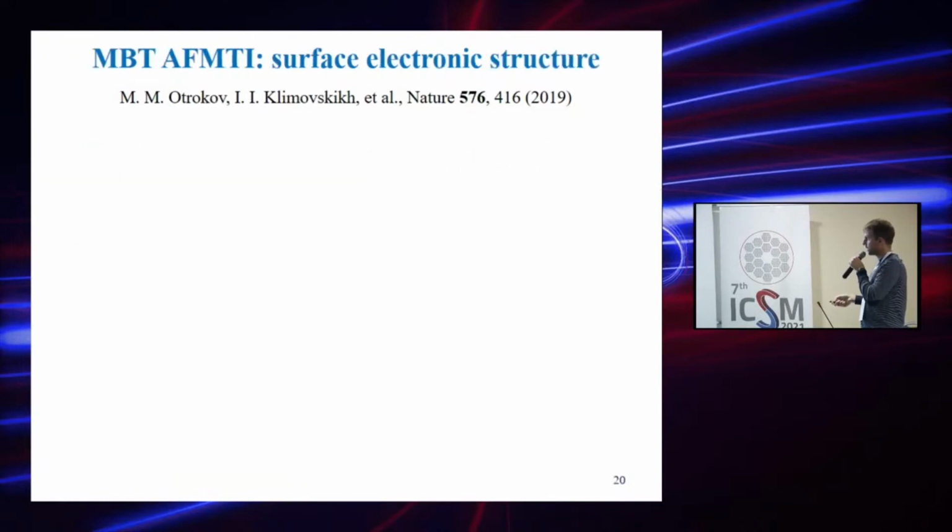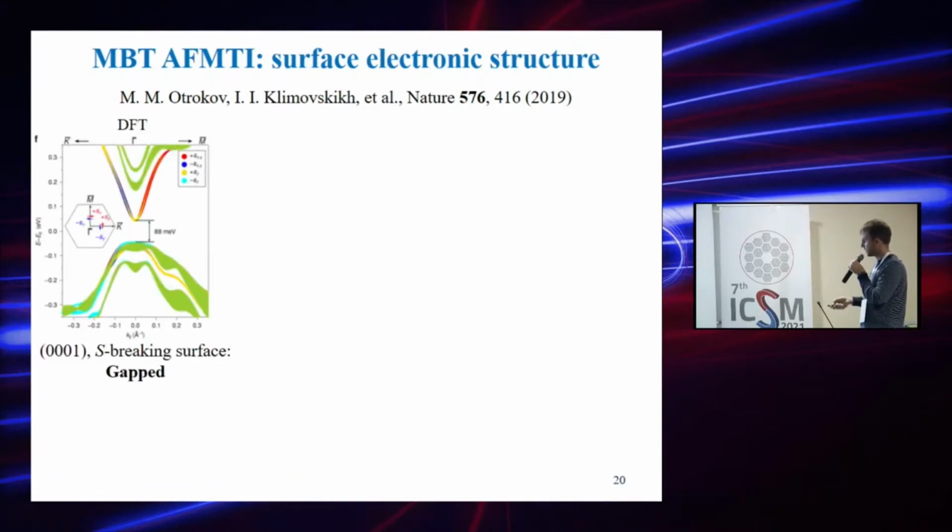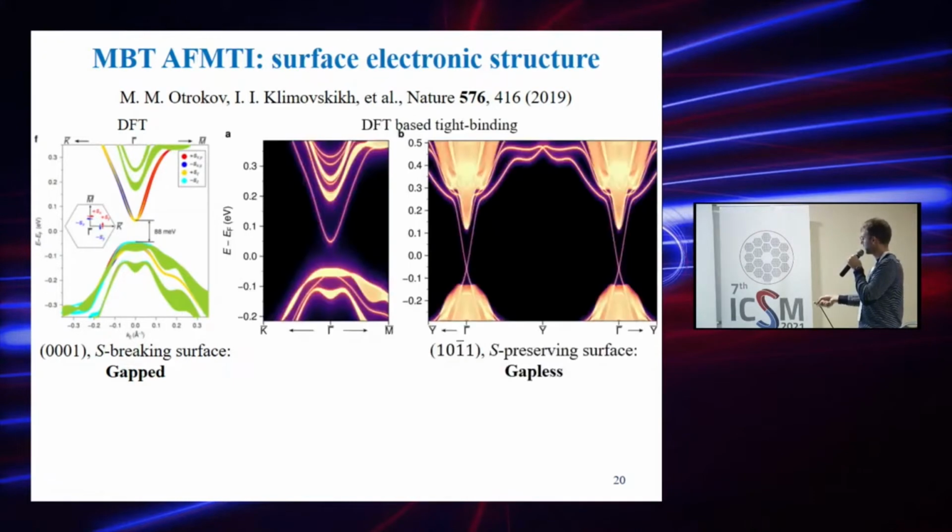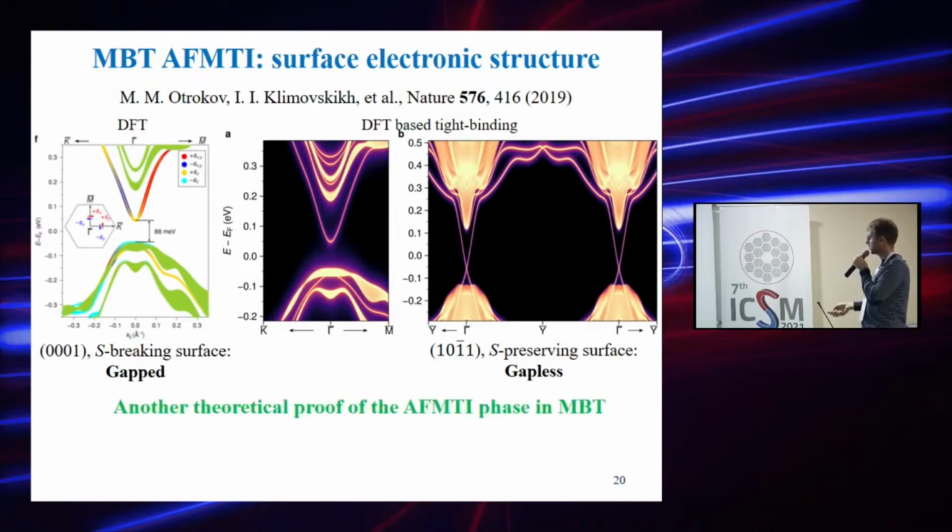This means that it should have the termination-dependent surface states. And of course, it does, because at this 0001 surface, which is S-breaking, we see the Dirac point gap of about 90 milli-electron volts, which is due to the perpendicular magnetization of the manganese layer near the surface, while this S-preserving surface with these weird indices, basically this is the side surface, like that, is gapless, as it should be for the antiferromagnetic TI.